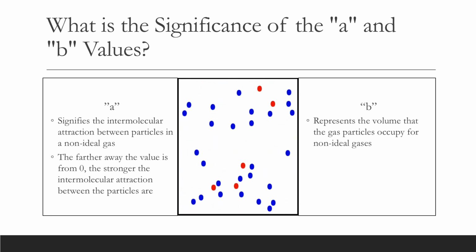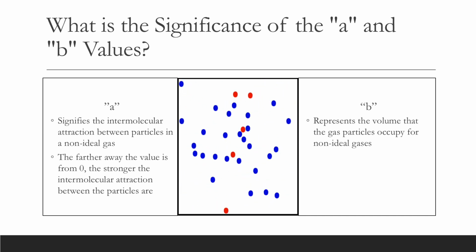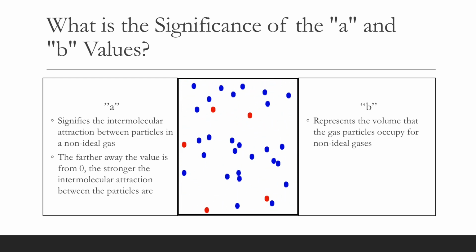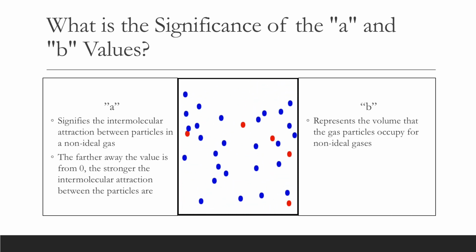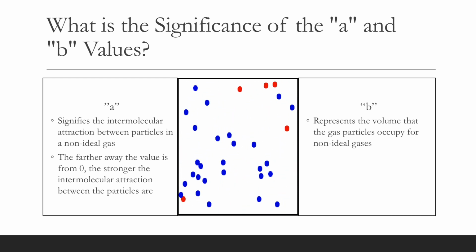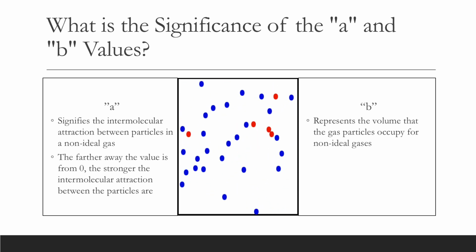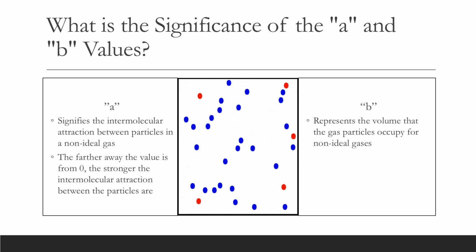So when we look at figure 6.5 from the textbook, we will see that when looking at A and B, an ideal gas has a value of 0. This makes sense because we would not need these A and B values when working with an ideal gas.